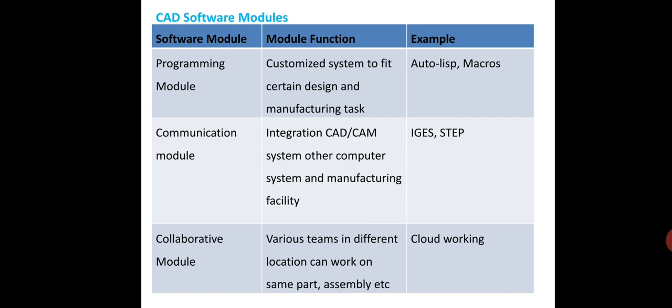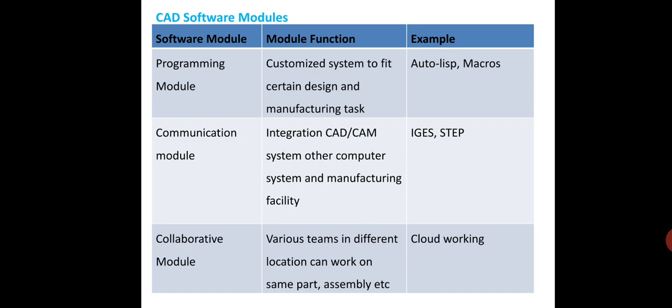Next one is the collaborative module. Here various teams in different locations can work on the same platform, or suppose at a different location you can do assembly at a particular workstation. Now cloud working comes under the collaborative module.